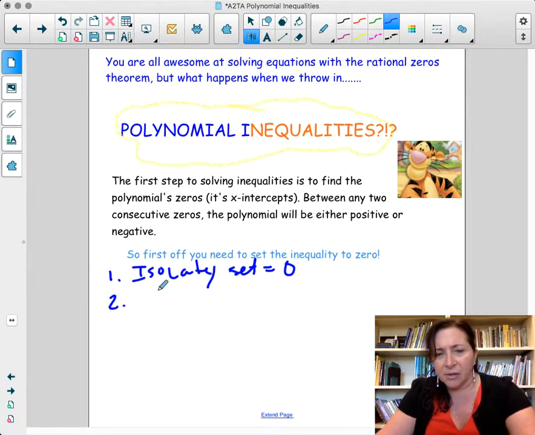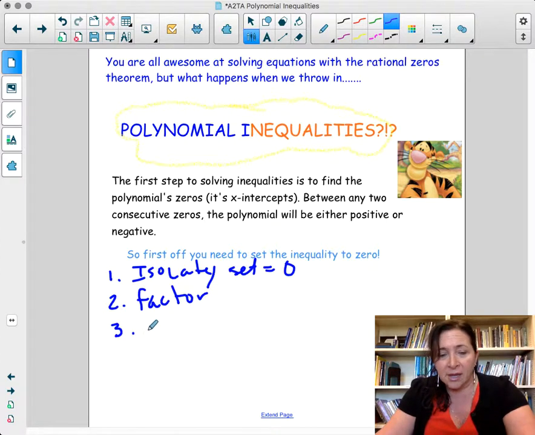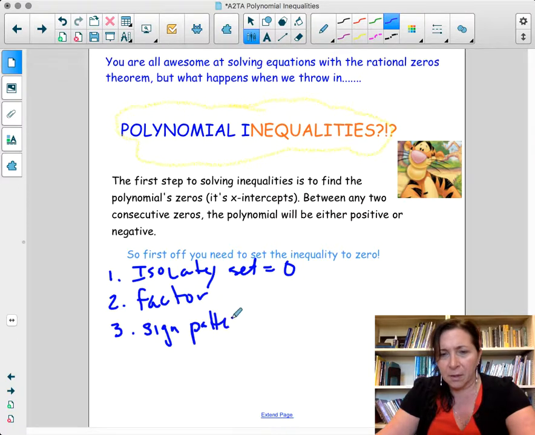The second thing you should do after you set it equal to 0 is to factor. The third step that you're going to do after you factor is sign pattern testing. And the other thing you're going to do is answer the question, what's the interval?